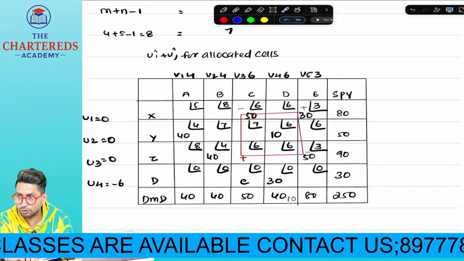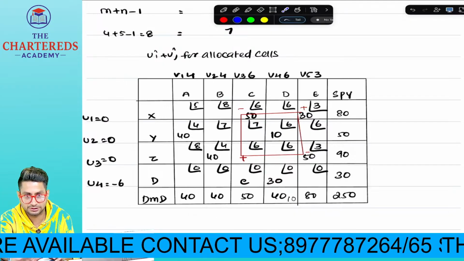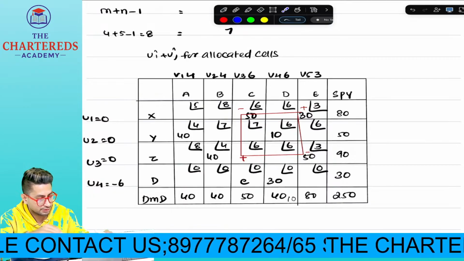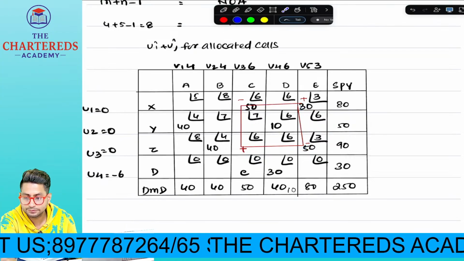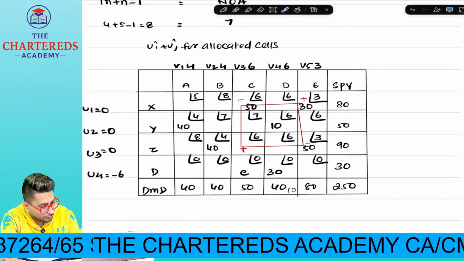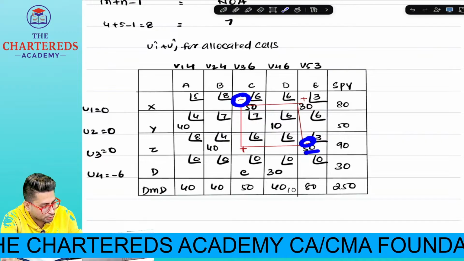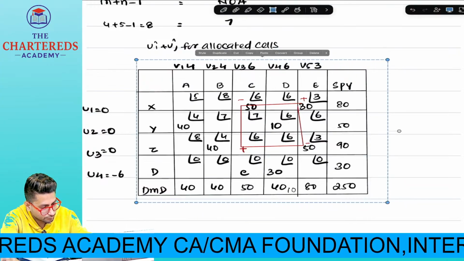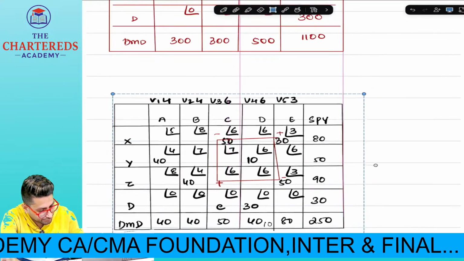But in the exam, do you need to do all 3 alternative answers, or is any one enough? Any one is enough. No need to do all alternative answers. If they ask, then only do the alternative answer. Now I've done one loop, right? After drawing a loop, can you tell me what to do? In the minus sign, you have to see the least allocation. In the minus sign, the least allocation is how much? 50. Clear?